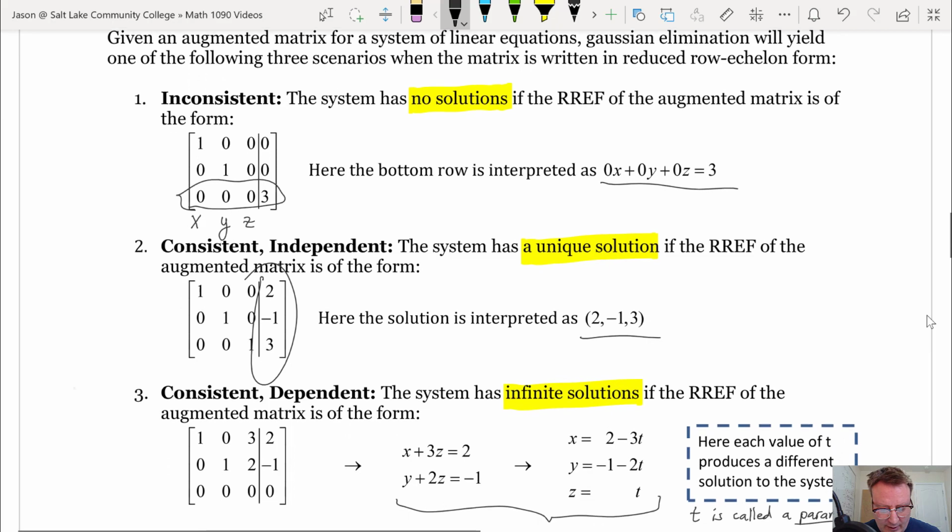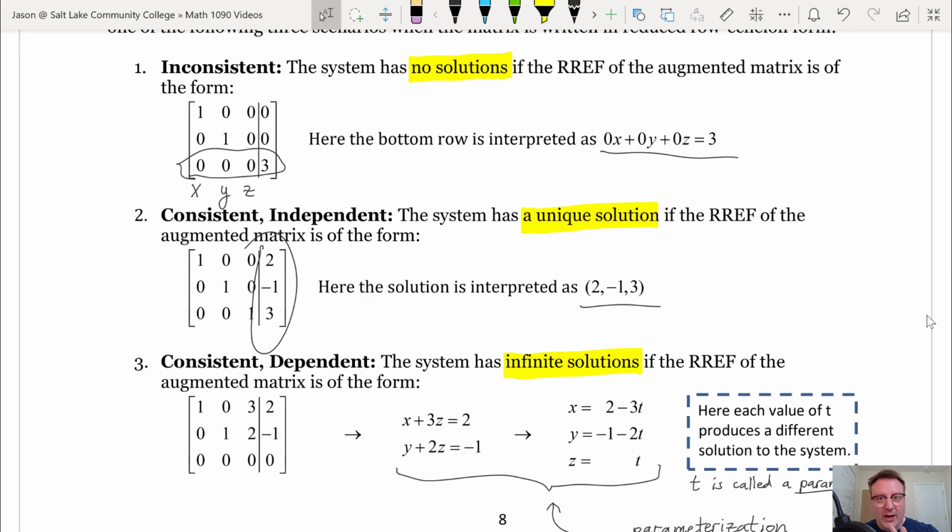Okay, next scenario. Remember, there's only these three possibilities that can occur for any linear system: no solution, a unique solution, or the third scenario, infinitely many solutions. So in this case, we call the system consistent and dependent, and the system has infinite solutions if the RREF of the augmented matrix is of the form like we see here below.